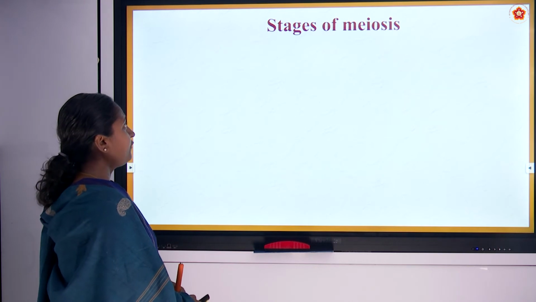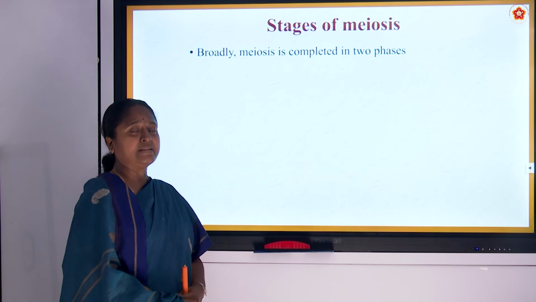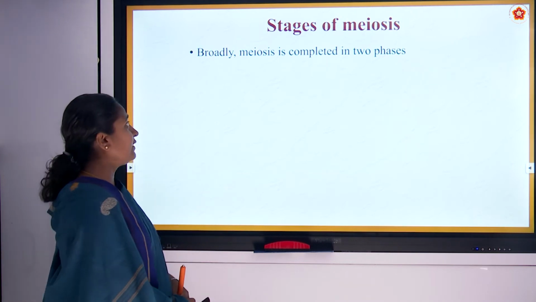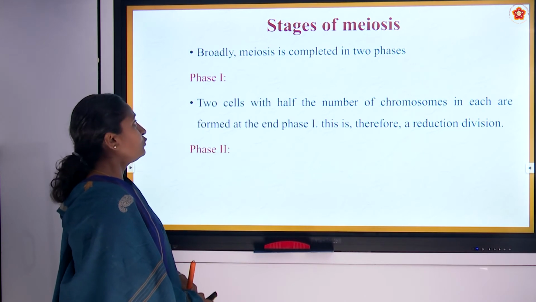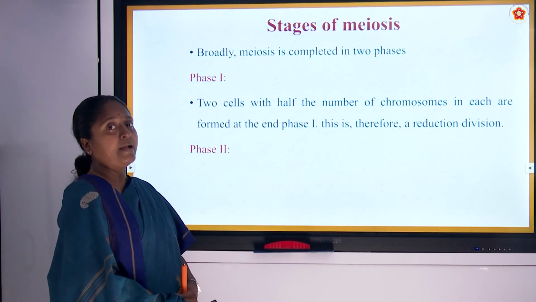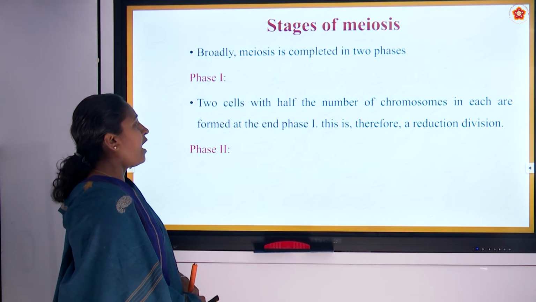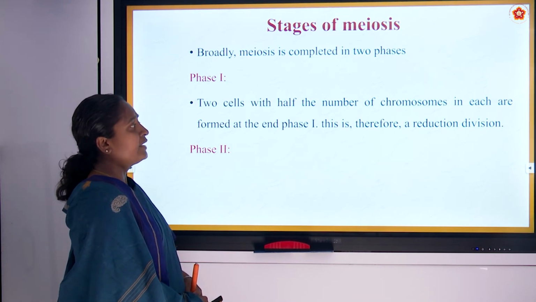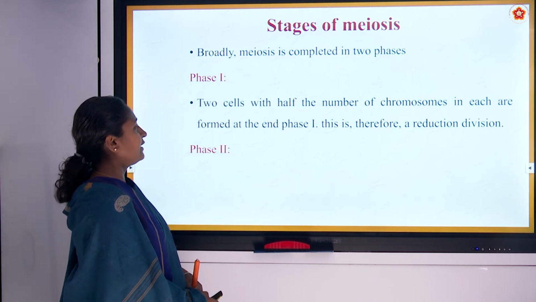The stages of meiosis. Broadly, meiosis is completed in two phases. What are they? Phase 1 and the second one is phase 2. So, two phases are happening in meiosis. In phase 1, two cells with half the number of chromosomes in each are formed at the end of phase 1.